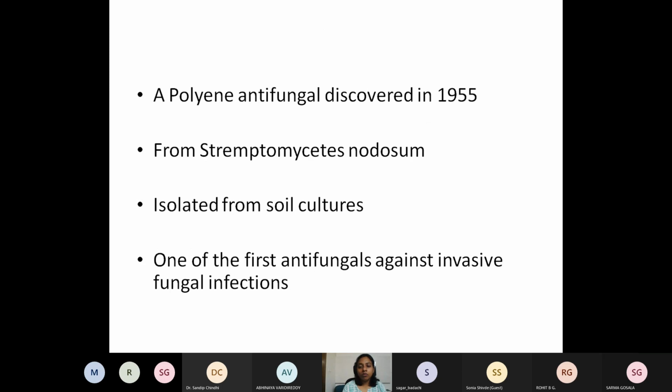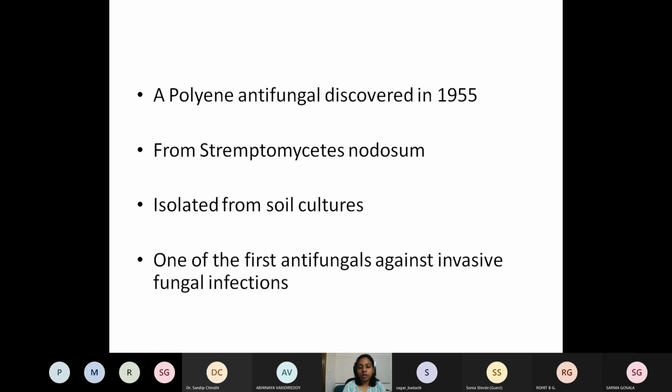Amphotericin B was discovered as early as 1955. Interestingly, it was isolated from soil cultures. It is actually produced by a bacterium called Streptomyces nodosus. So they identified two substances, amphotericin A and amphotericin B, and they found that amphotericin B had good antifungal activity.